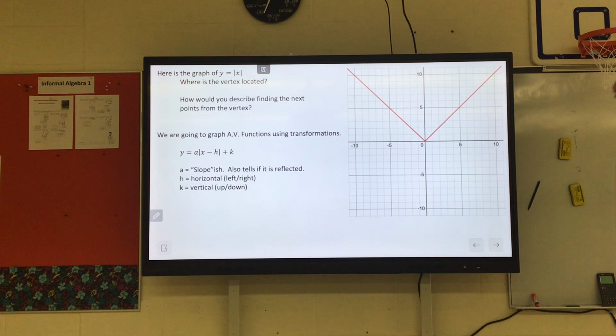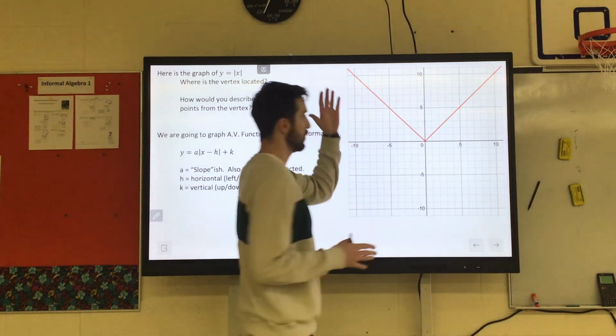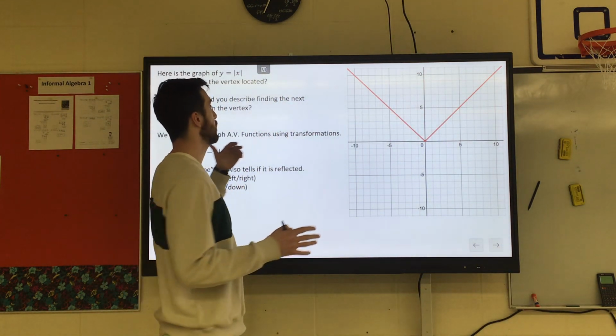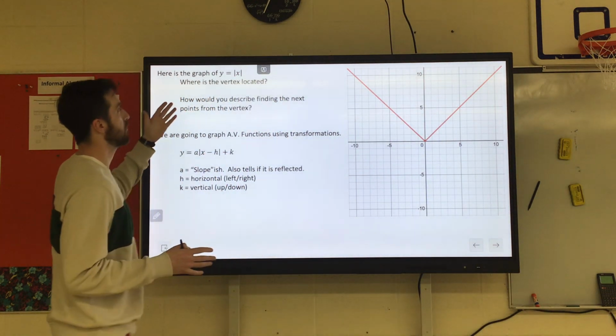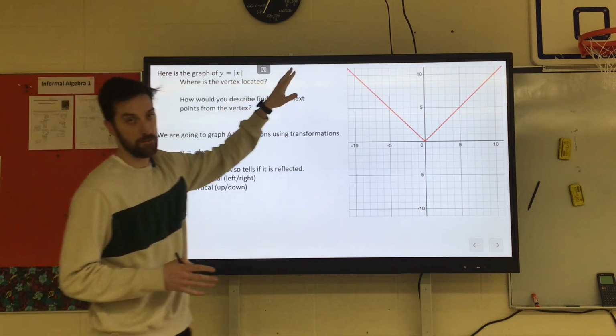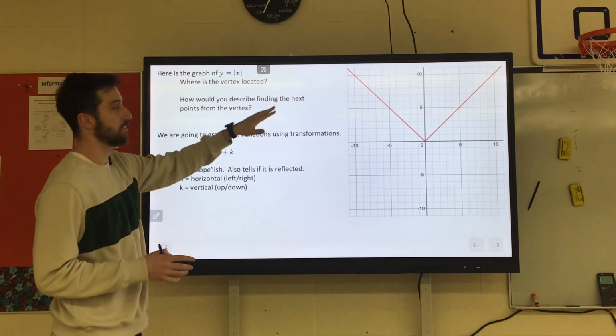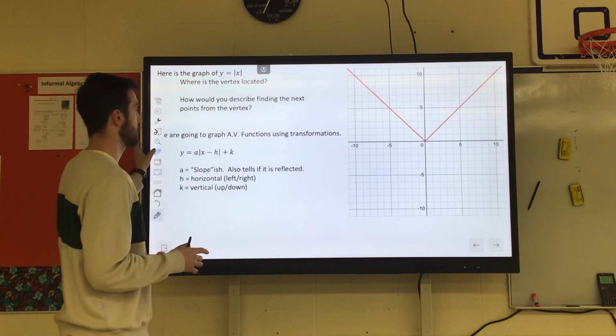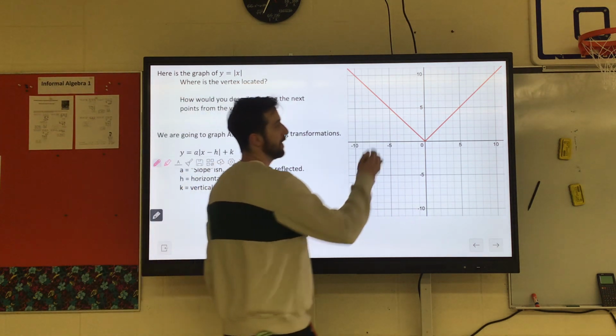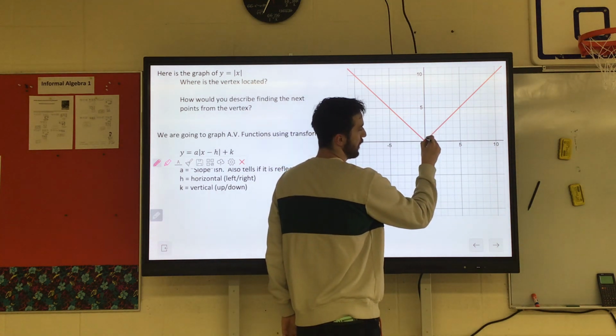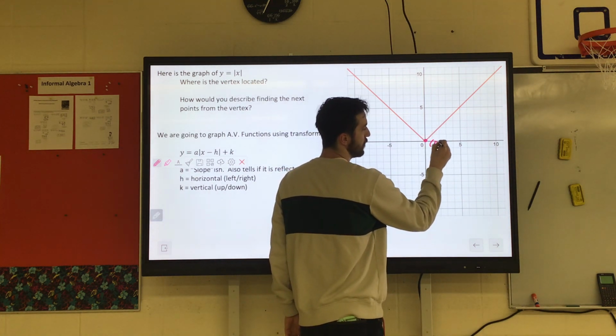Graph and absolute value functions. You'll see it is a V-shaped graph. And the first question here, so we have the absolute value of x graphed here on the board, and it says where is the vertex located? The vertex is where it changes directions, and on this graph it is located right at 0, 0.